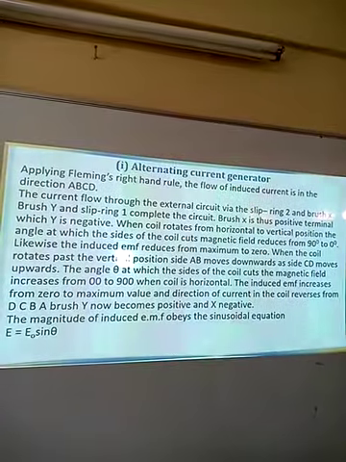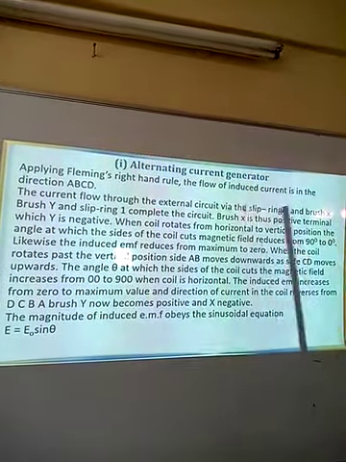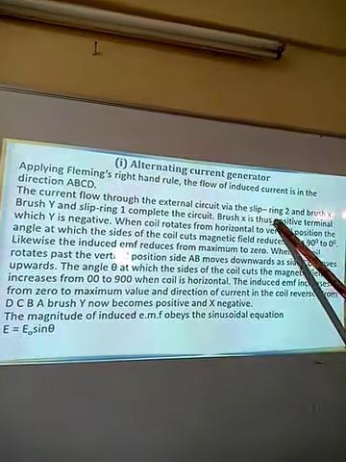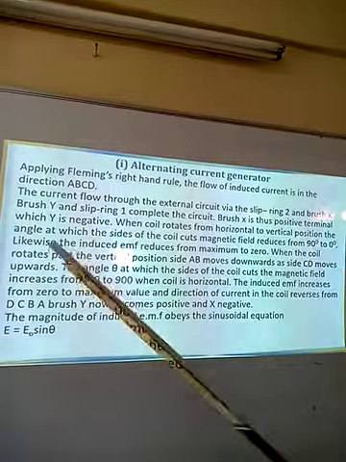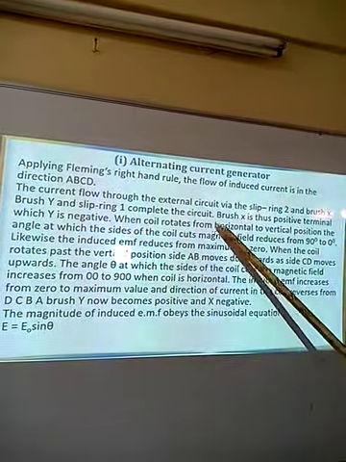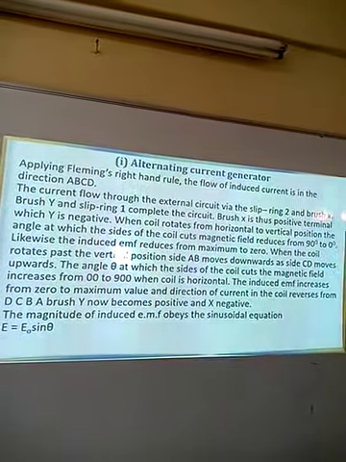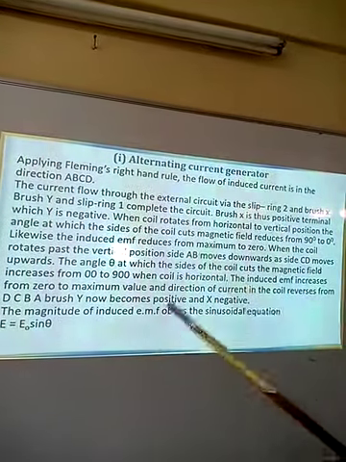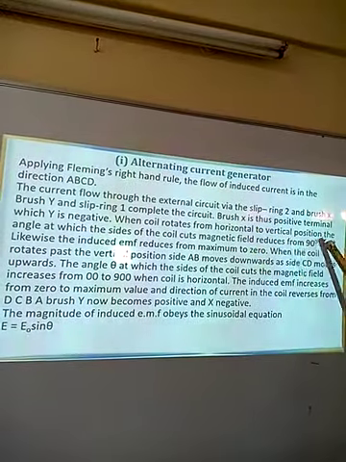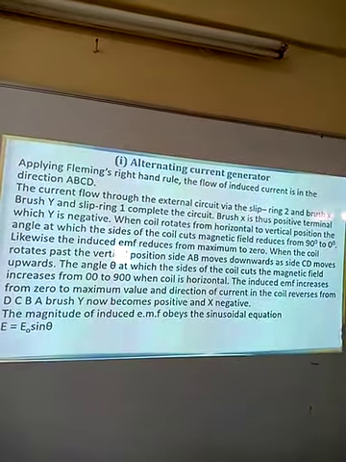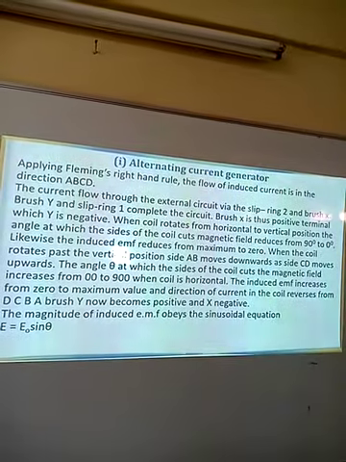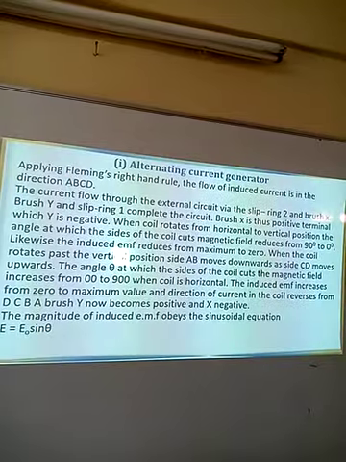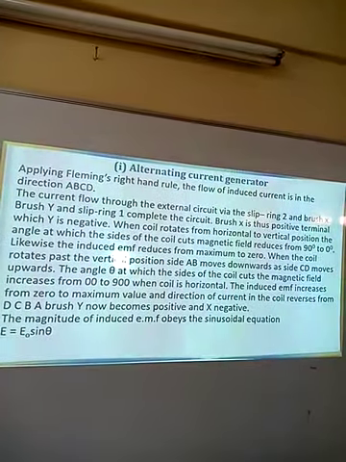This is the explanation further on the AC generator. The current flows through the external circuit via slip ring 2 and brush X. Brush Y and slip ring 1 complete the circuit. Brush X is thus the positive terminal, while Y is the negative. When the coil rotates from horizontal to vertical position, the angle at which the sides of the coil cut the magnetic field reduces from 90 degrees to zero. Likewise, the induced EMF reduces from maximum to zero.